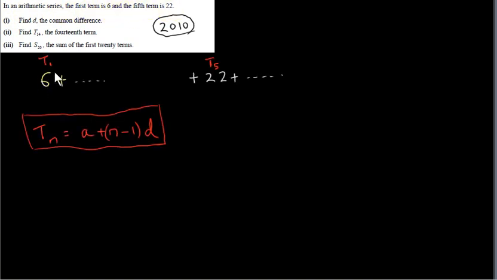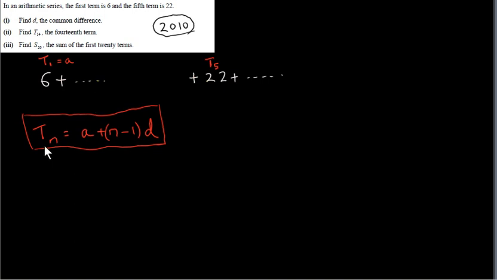In an arithmetic series, the first term is 6 and the fifth term is 22. So I've written down the first term, which is also called T1, or A, and I've written down the fifth term, T5. So there, we have T2, T3, and T4. We have 3 terms in here. And we're interested in finding this series.